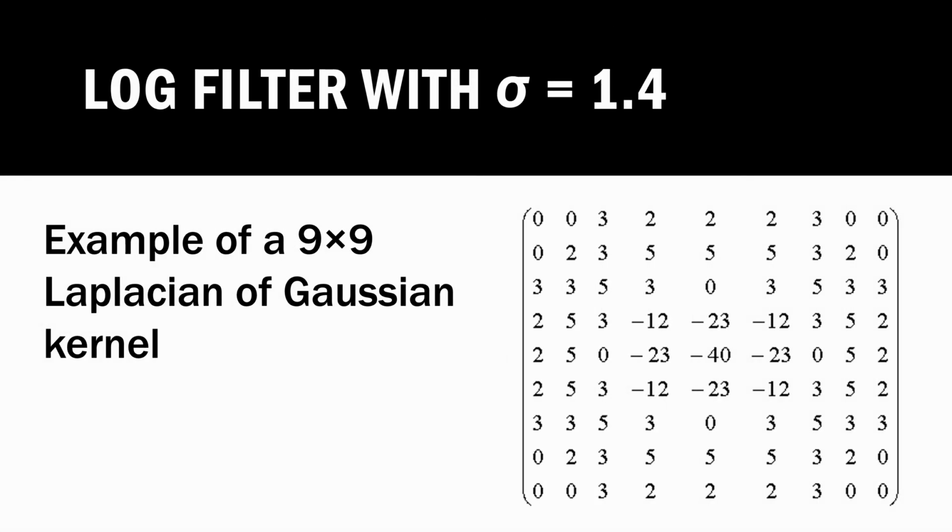Here is an example of a Laplacian of Gaussian, or LOG filter, represented as a 9 by 9 matrix with sigma equal to 1.4. Each value in this kernel determines how pixel intensities are combined during filtering. The large negative values at the center highlight regions where intensity changes rapidly, while the surrounding positive values provide the balancing effect that helps smooth the image before edge detection.